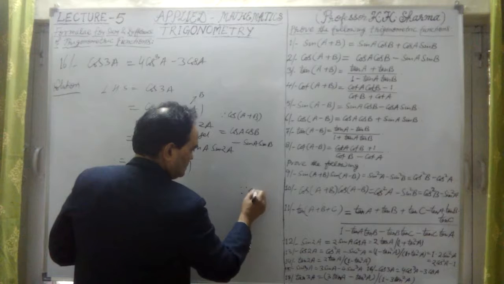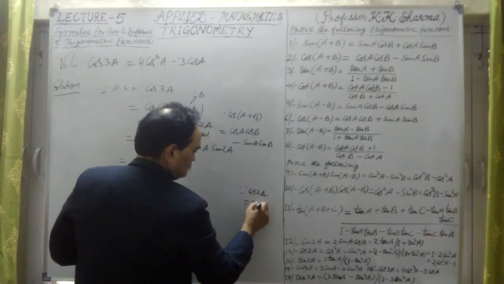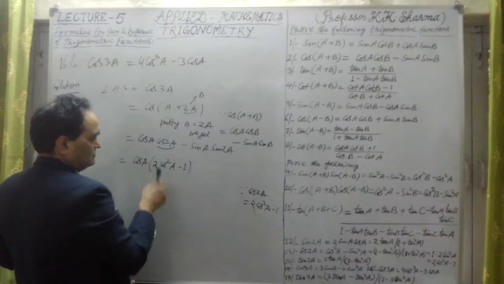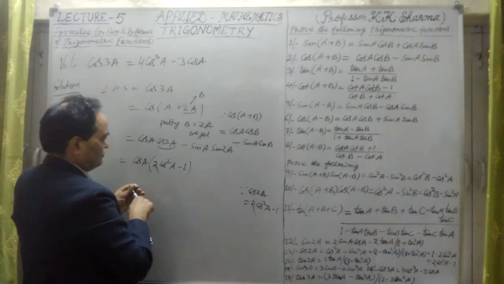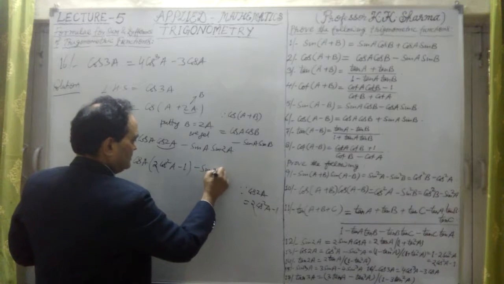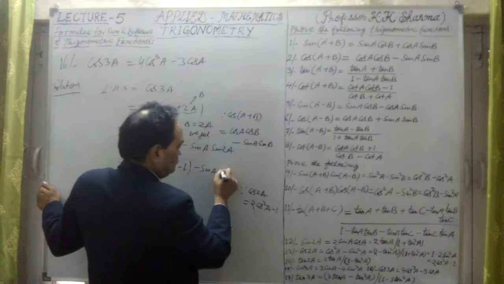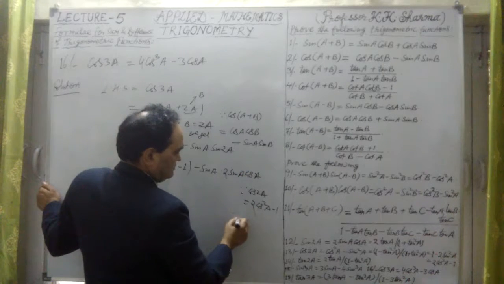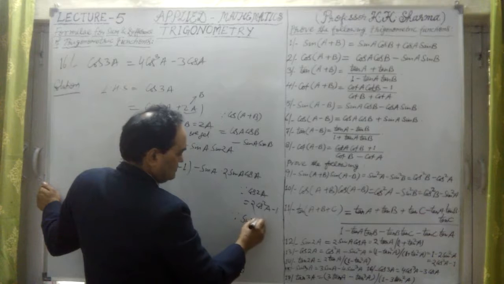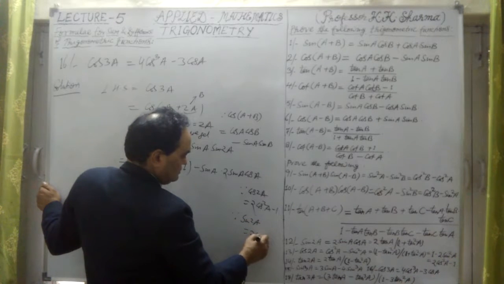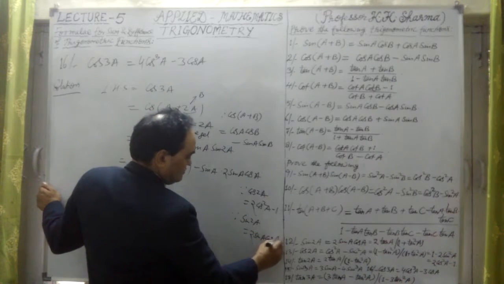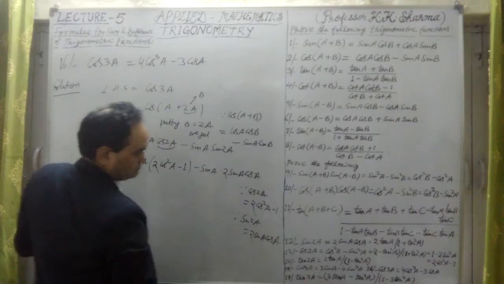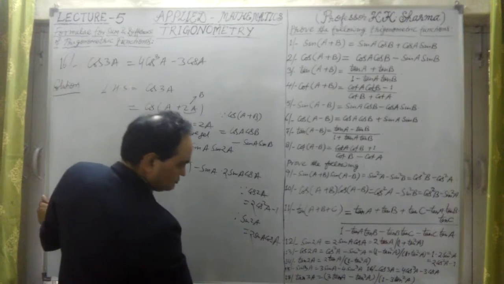Since cos 2a is 2 cos square a minus 1, in place of cos 2a we have substituted 2 cos square a minus 1, minus sin a as it is. Now sin 2a is equal to 2 sin a into cos a. From the previous formula, this one is sin 2a plus cos a, and cos 2a, the 13th question.